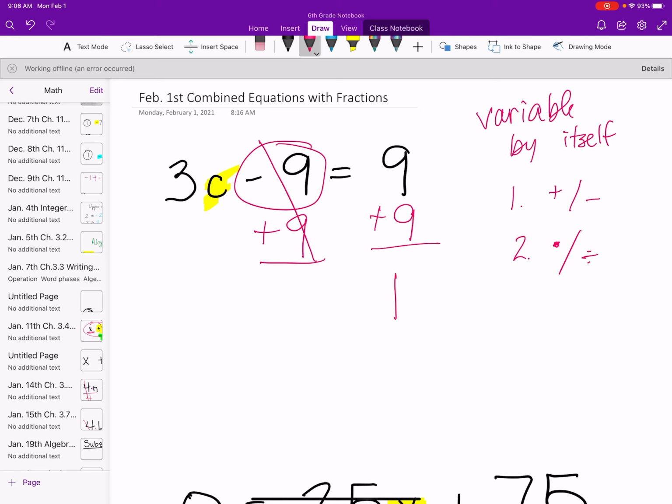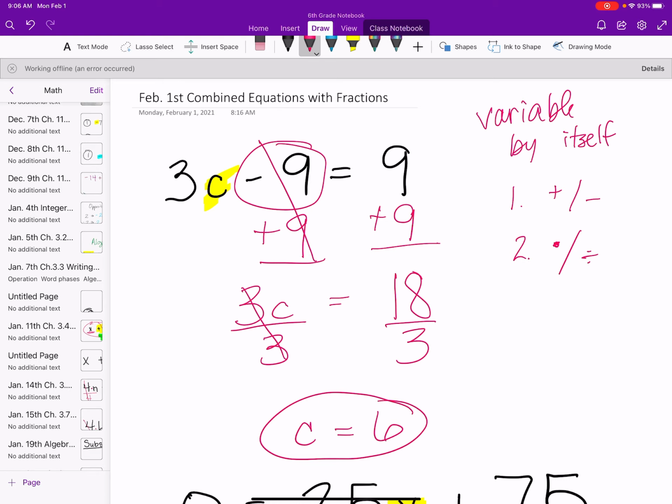9 plus 9 is 18. Then we get 3c is equal to 18. 3 times something equals 18. You might just know that 3 times 6 is equal to 18, so you can put 6. Or you can do the opposite, 3 times c. The opposite of times is divide. Divide by 3 on both sides. 18 divided by 3 is 6. Don't forget to put your variable equal to your answer in your final answer.